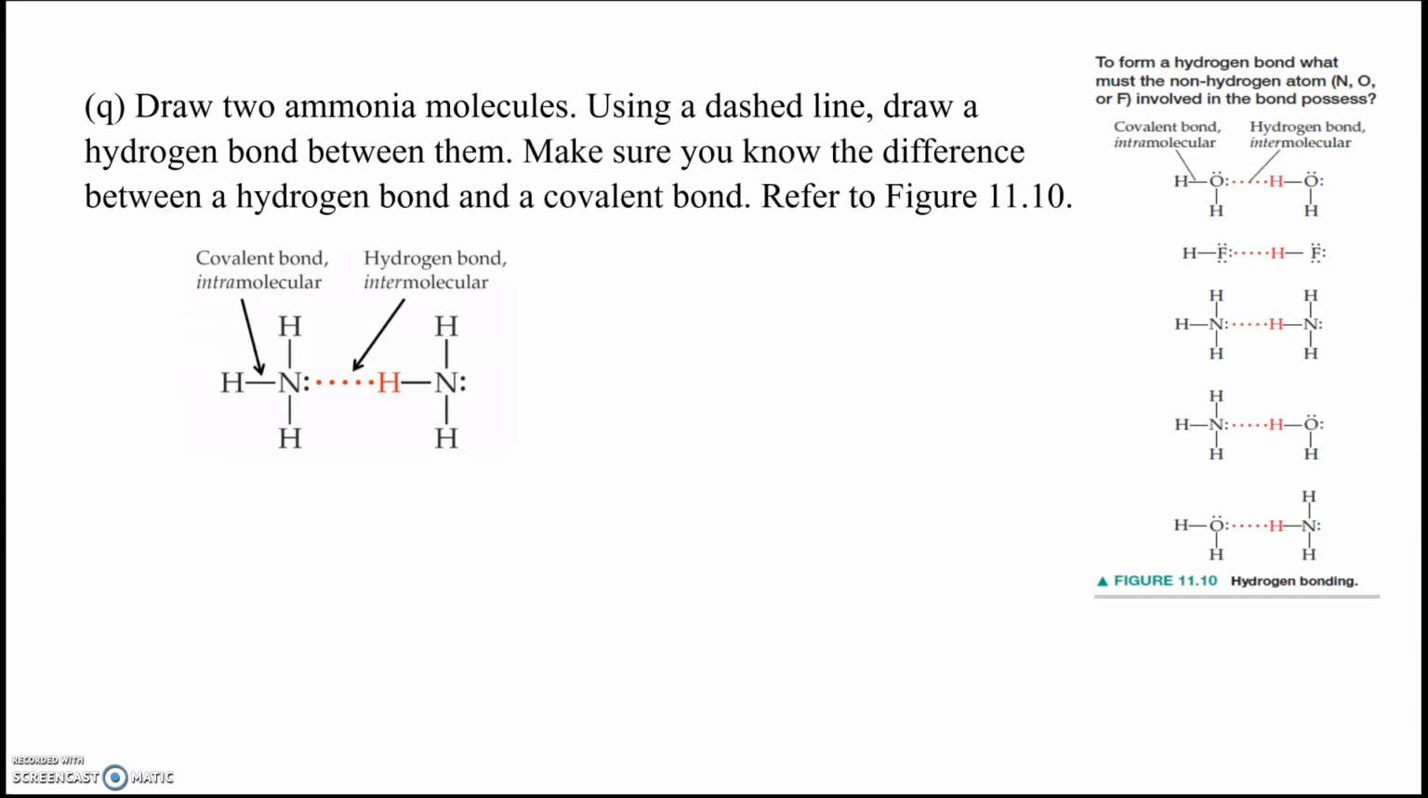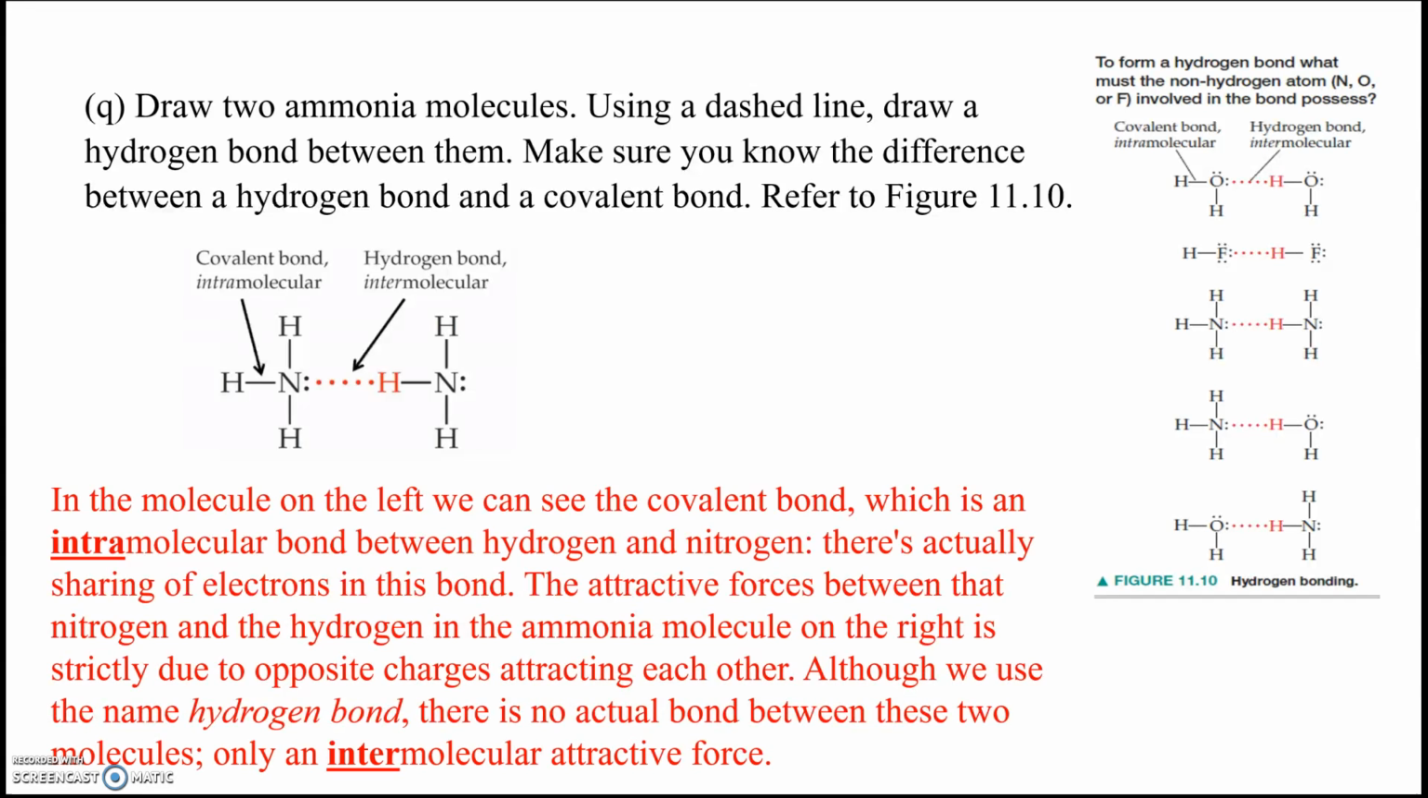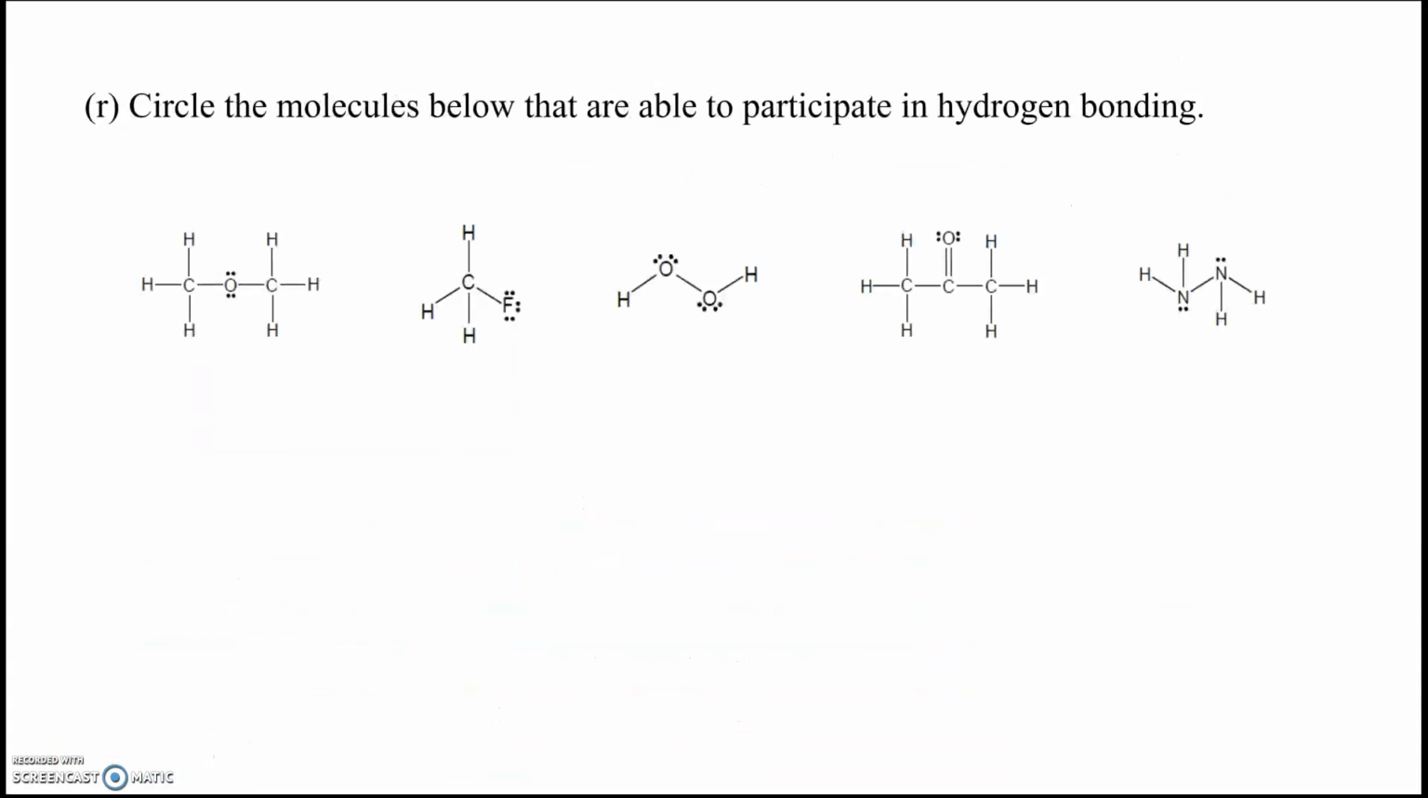Okay, so over on the drawing on the right, we see these red dashed lines. They are not bonds, but they are strong attractive forces. And we use the name hydrogen bond, but there isn't really an actual bond. It's sort of a poor choice of words, but we've had it for so long, we continue to use it.